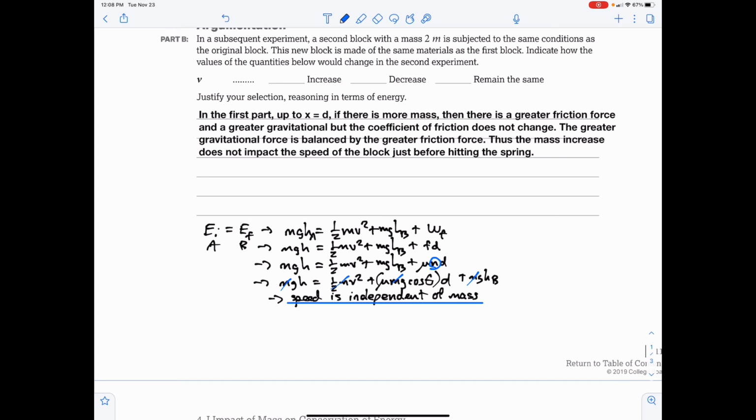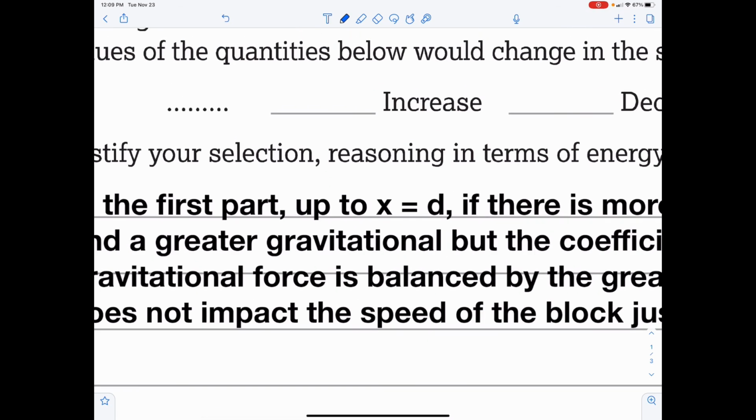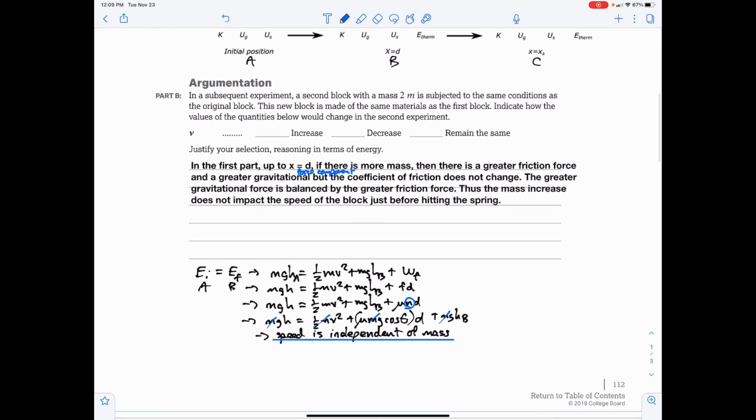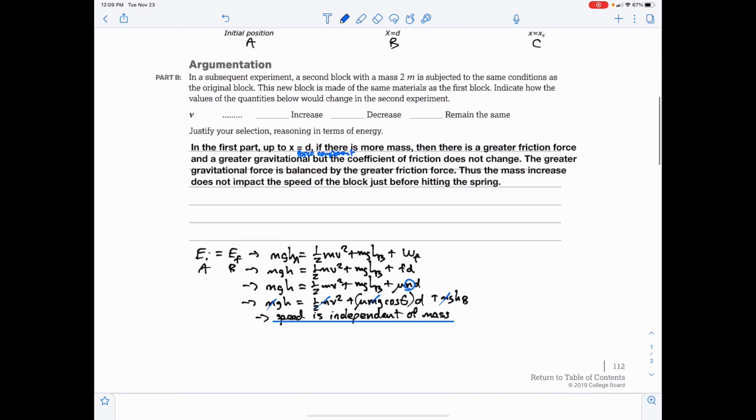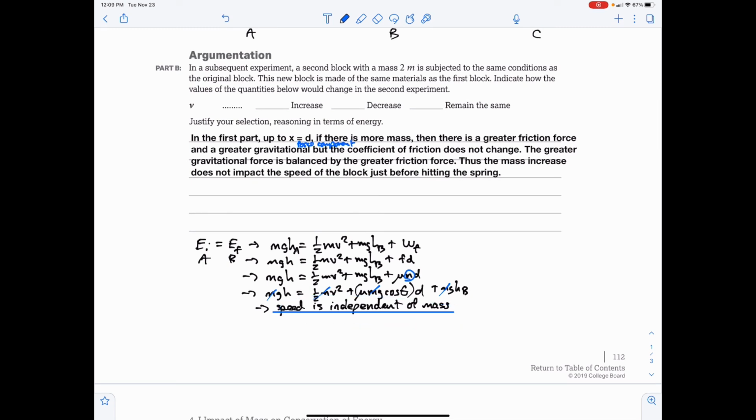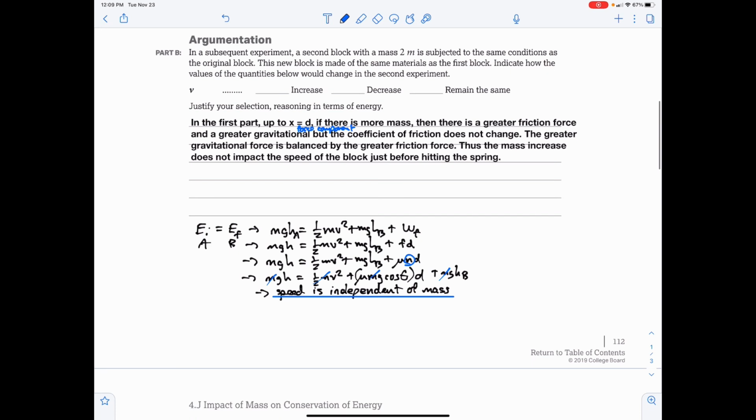If there is more mass, then there is a greater friction force and a greater gravitational force component. Little typo there. Forgot about that. But the coefficient of friction does not change. The greater gravitational force is balanced by a greater friction force. Thus, the mass increase does not affect the speed of the block just before the spring. Another way to describe it is, mass simply cancels algebraically from each and every term. Therefore, speed is not dependent on mass.